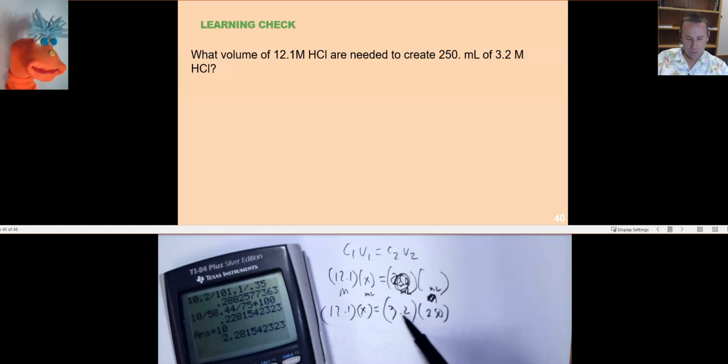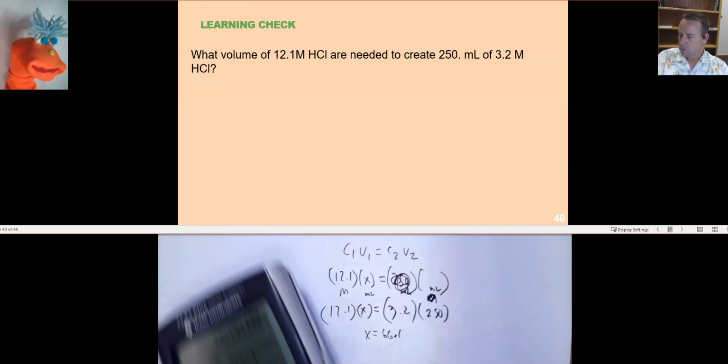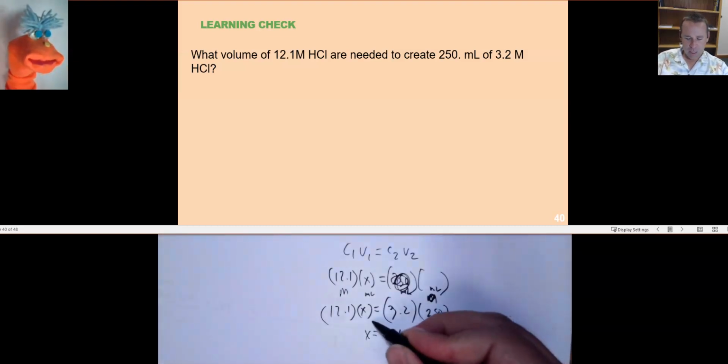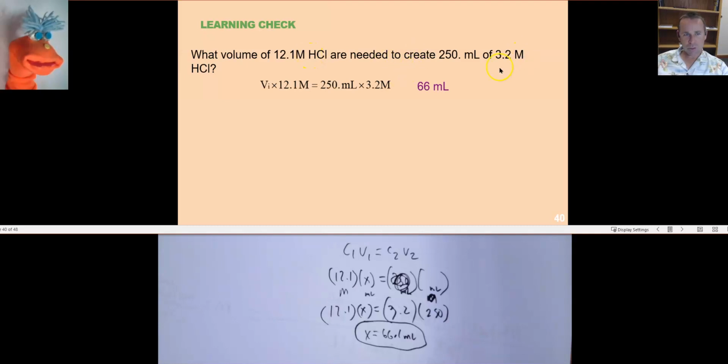These are equal to each other, so 3.2 times 250, divided by the 12.1, and that tells me X equals 66.1. And what are the units again? You said milliliters. That's right, it's going to be the same units as the 250. So that's the volume of the 12.1 molar HCl needed to create that solution that's described there.